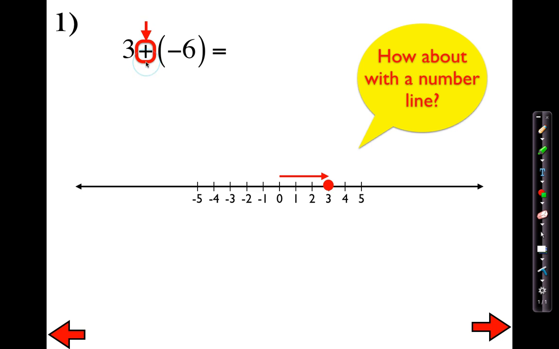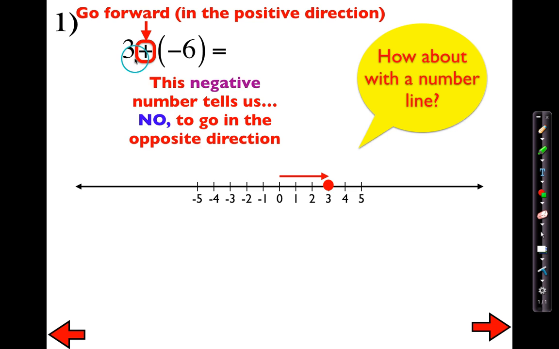Now, plus, that means we're going to go ahead and go forward in a positive direction. Okay. But you see this negative here. This negative tells us we need to go in the opposite direction. So instead of continuing on to the right, because of this negative, I need to now go to the opposite direction, 6. So from here, I'm going to go 6 in the opposite direction, which would be the left. And that would leave me with negative 3. Okay, so my final answer would be negative 3.